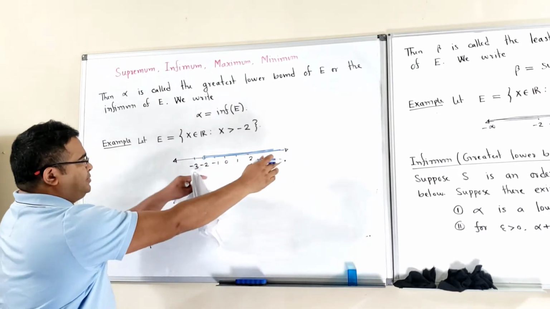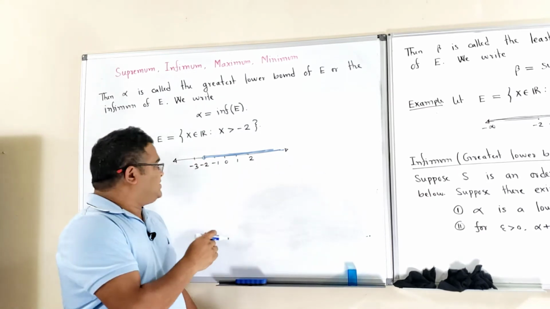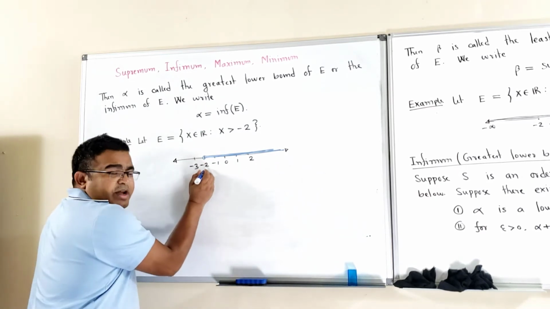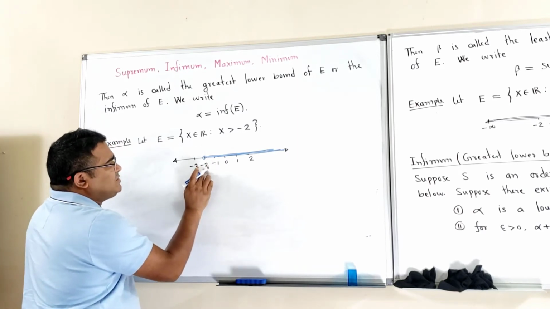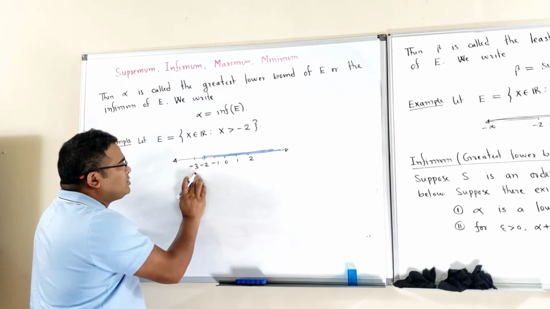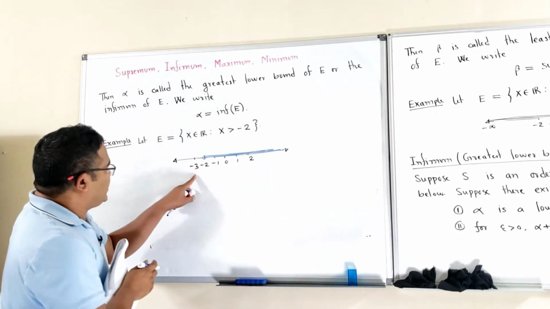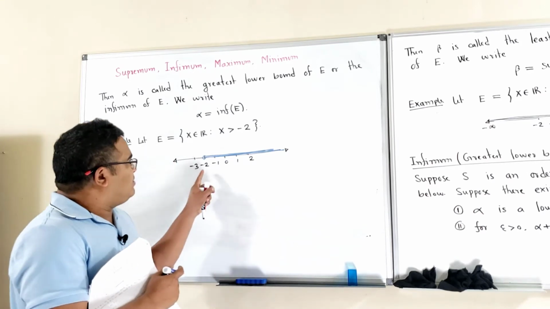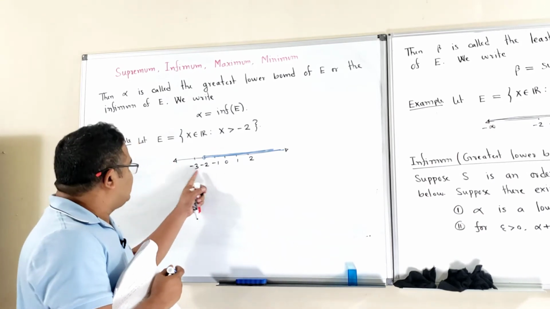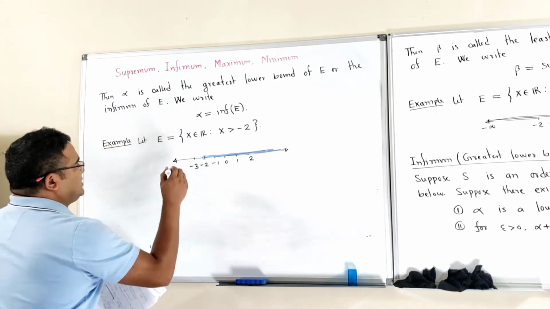This part, okay. Now it has lower bounds. -2 is a lower bound because all of the numbers are more than -2. How about -3? -3 is also a lower bound. -4 is also a lower bound. That means any number less than -2 is also a lower bound of the set.